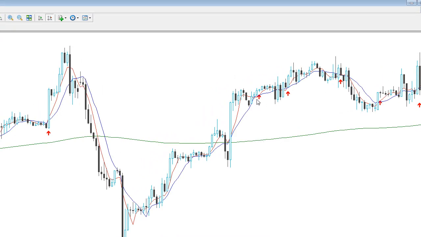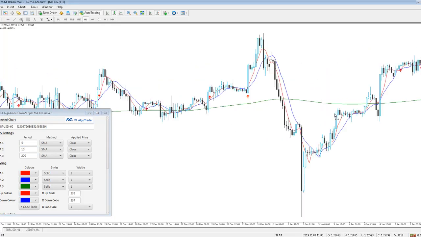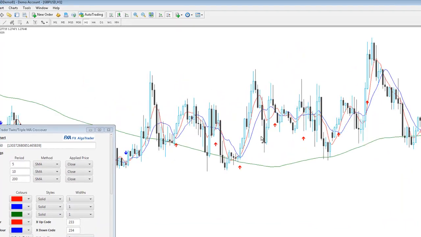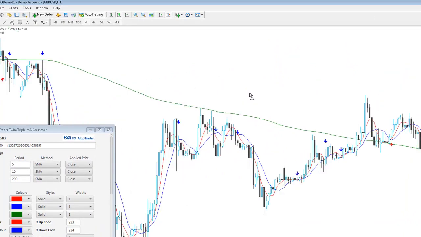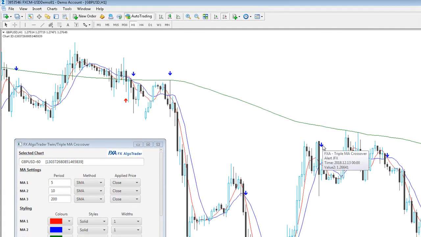And where the smaller time frame moving averages, in this case the 5 and the 10, cross up above the long-term moving average, you'll get a signal, and vice versa for downtrends. So where the actual price action is below the long-term moving average, you'll get short signals when the two short-term moving averages cross down. So the faster moving average, the 5, crosses down below the 10, you'll get a short signal.